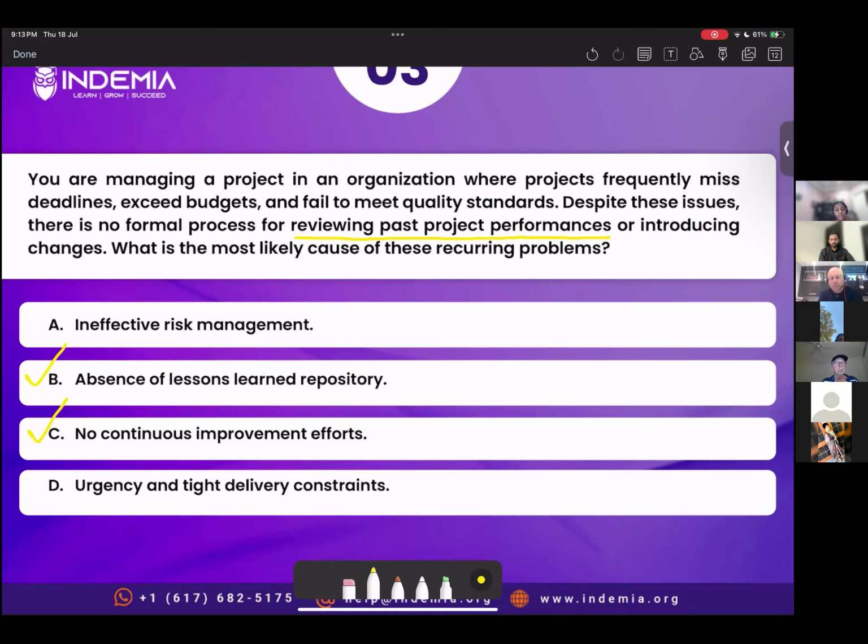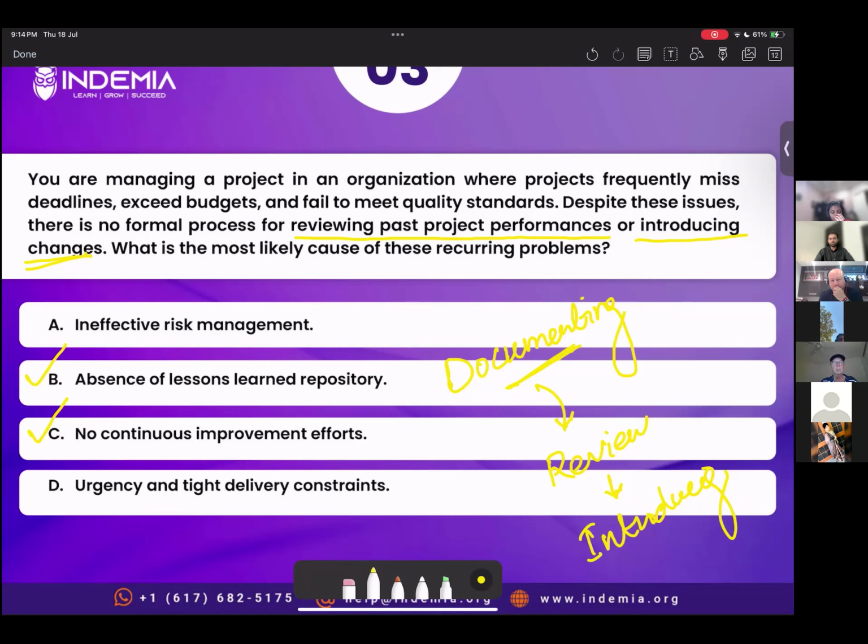And next it says or introducing changes. Now, what is the most likely cause of these recurring problems? There could be an instance where we are documenting lessons learned, but there is no formal process for reviewing those lessons learned and then, based on that, introducing change. So the correct answer is option C. There are no continuous improvement efforts, right? If there are no continuous improvement efforts, and it is clearly mentioned, there is no formal process for reviewing past project performances or introducing changes.